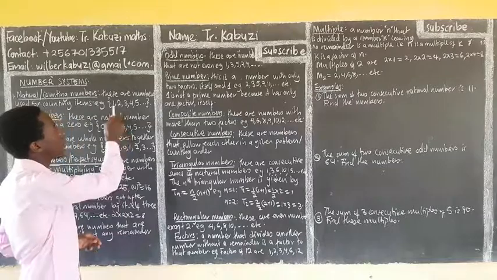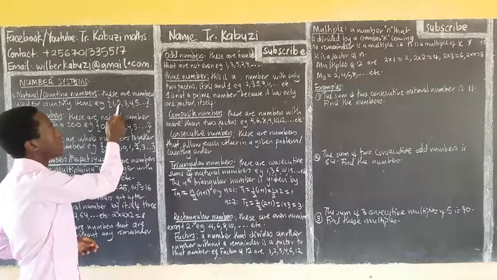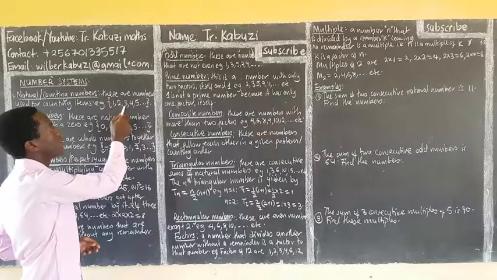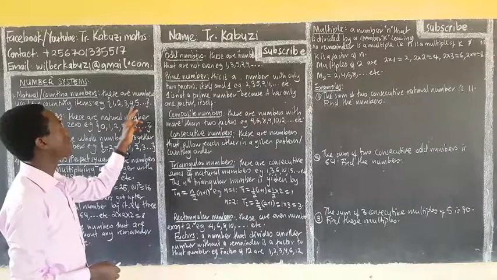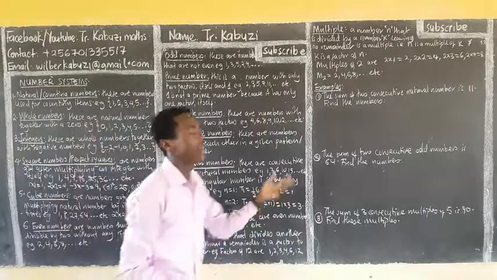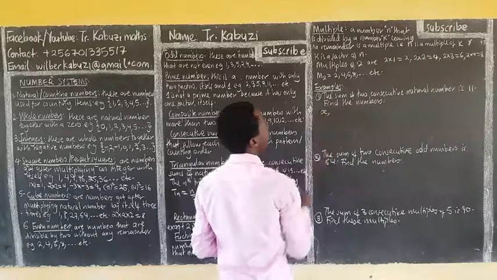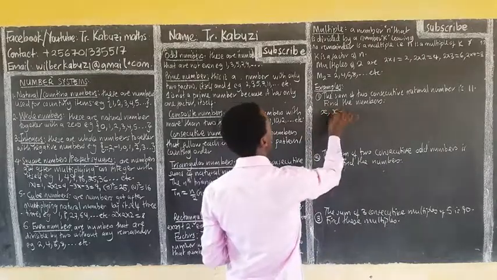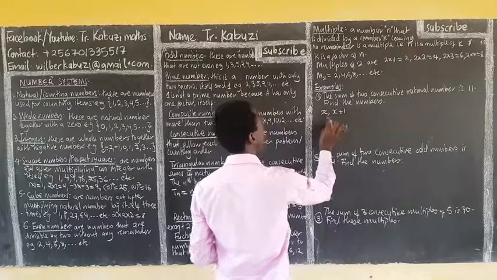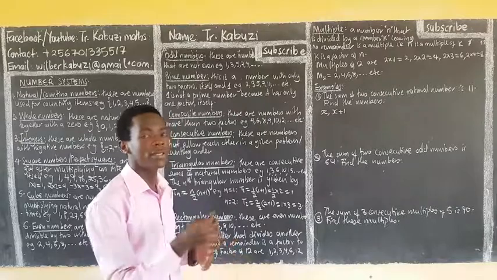See that 1, 2, 3, 4. From 1 to 2 you add 1. From 2 to 3 you add 1. From 3 to 4 you add 1. So they are like sequences. From 4 to 5 you add 1. Meaning, I don't know these numbers, but I know their pattern. So if I have the first as x, then for the next I'm going to add 1, so x plus 1. Why? Because in the pattern of natural numbers, you add 1 from one term to the other.